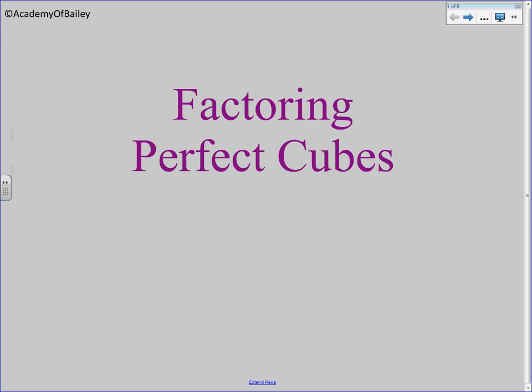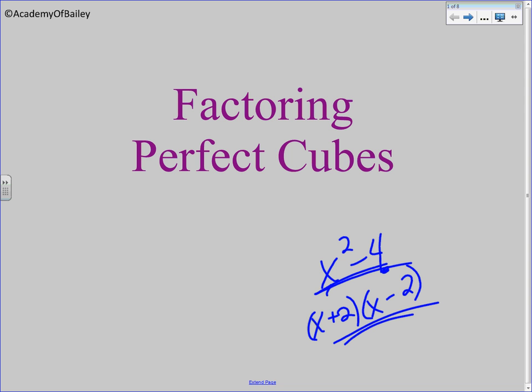Okay, let's get the ball rolling here on factoring perfect cubes. You have worked before with factoring the difference of perfect squares. If you have x squared minus 4, you split it up into two parentheses. You know one's a plus, one's a minus. The square root of x squared is x. And what's the square root of 4? 2. And so when we factor x squared minus 4, this is what we're going to get.